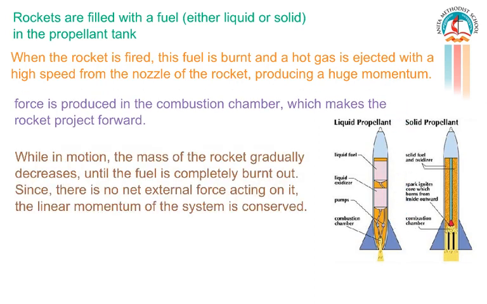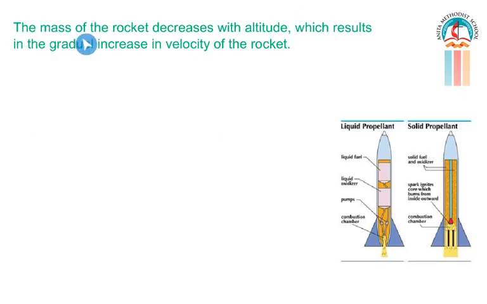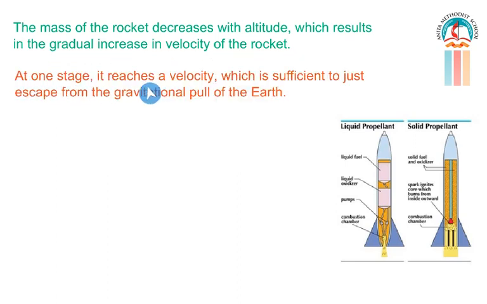While in motion, the mass of the rocket gradually decreases until the fuel is completely burnt out. Since there is no external force acting on it, the linear momentum of the system is conserved. The mass of the rocket decreases with altitude, which results in a gradual increase in the velocity of the rocket. At one stage, it reaches a velocity which is sufficient to just escape from the gravitational pull of the earth. This velocity is called escape velocity.